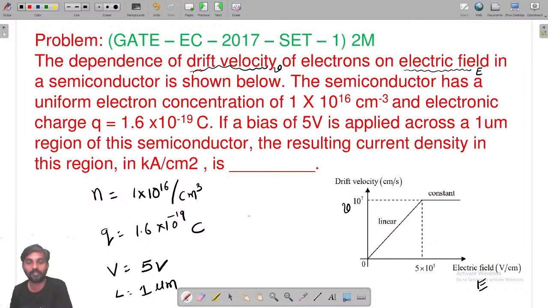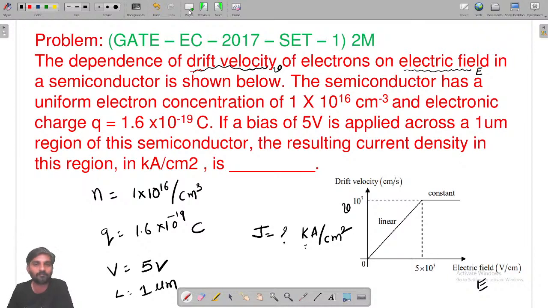The resulting current density J, how much is the current density J? And you see what is asked: in terms of kilo amperes per centimeter square. These units are important, sir. Kilo amperes per centimeter square.